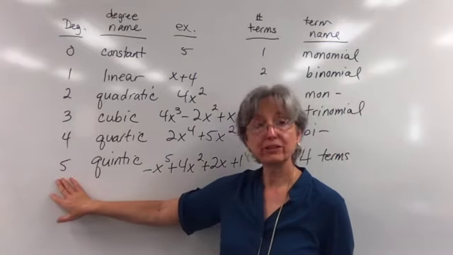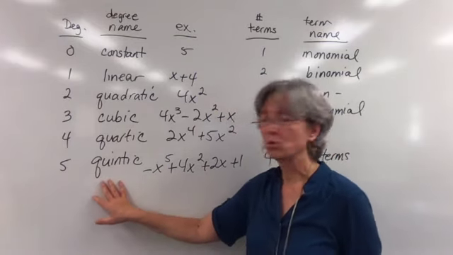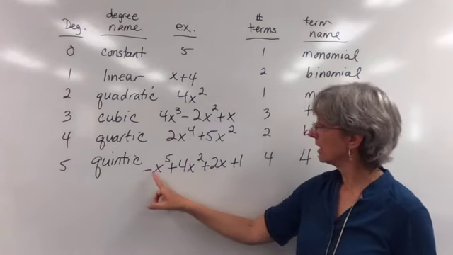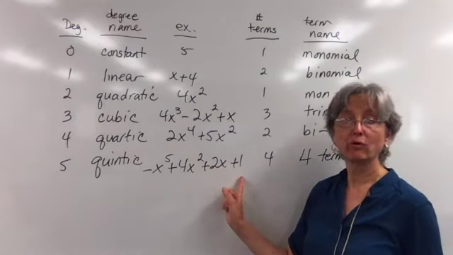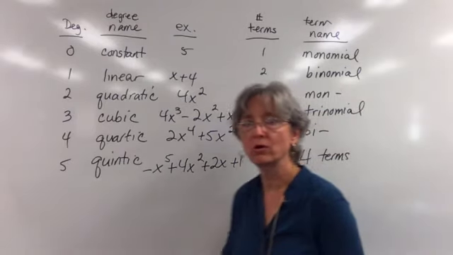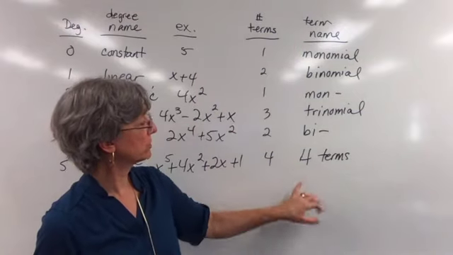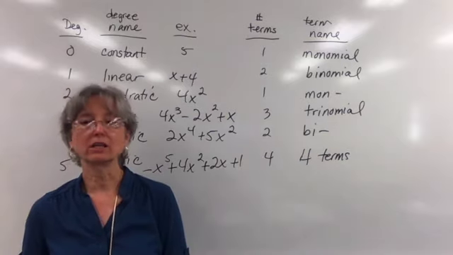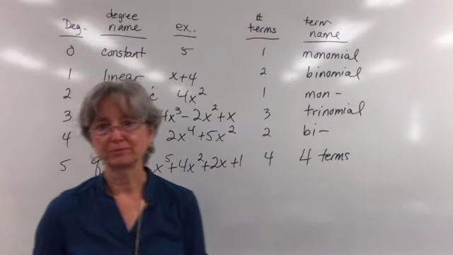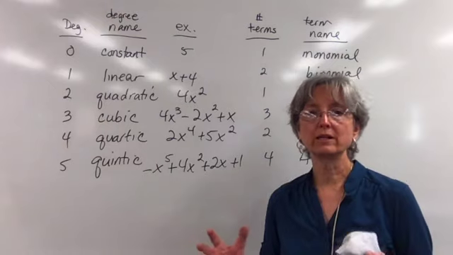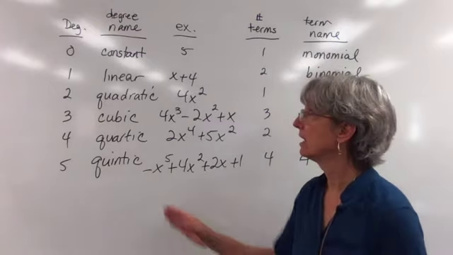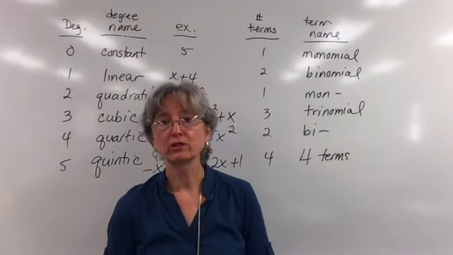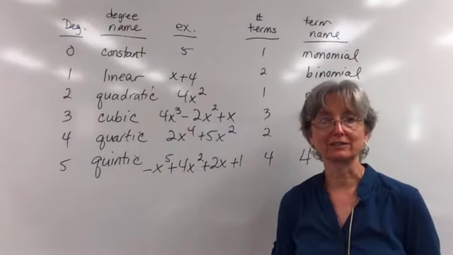And then 5th degree. A 5th degree is called a quintic. Here's an example of a 5th degree polynomial. This one has 1, 2, 3, 4 terms. When you have 4 terms or above, as far as number of terms, you can just say it's a polynomial of 4 terms. You don't have a special name for anything above trinomial. All right, so that gives you how to classify by the degree and by the number of terms and examples of what these look like.